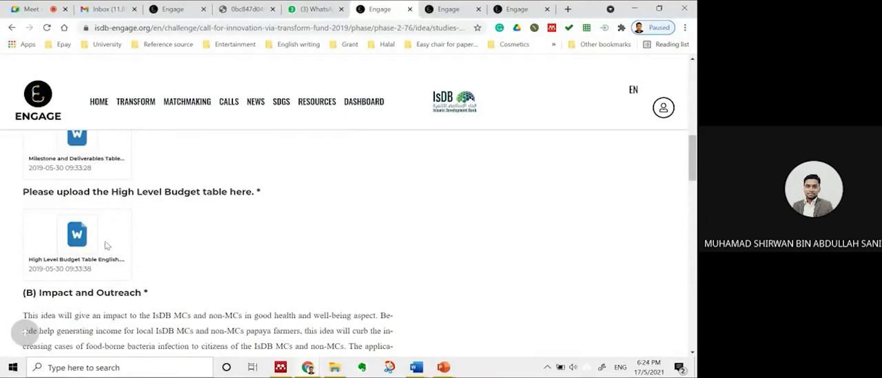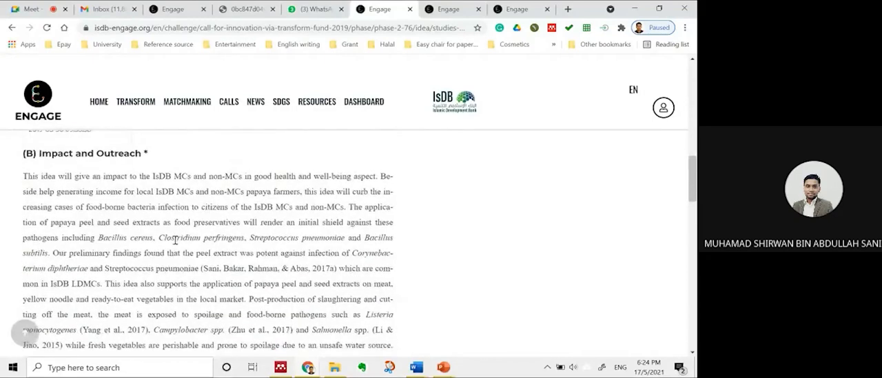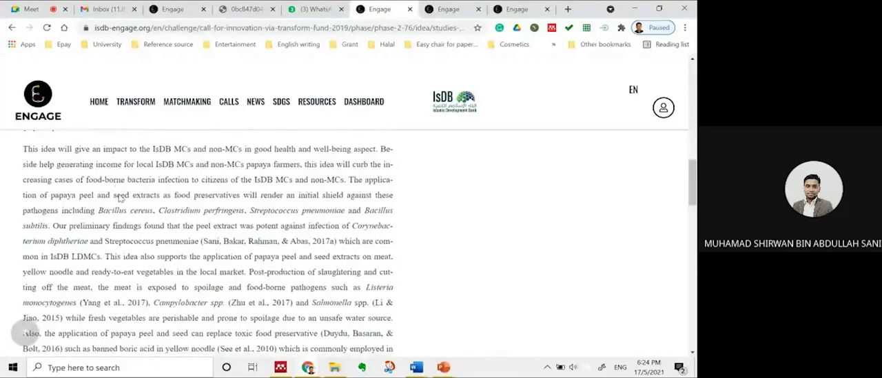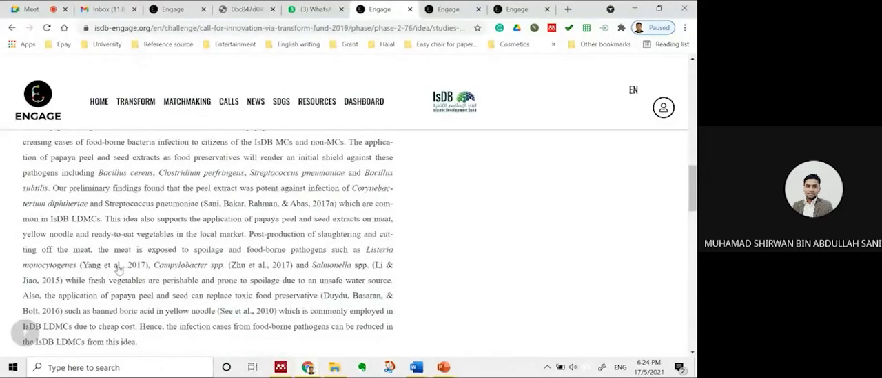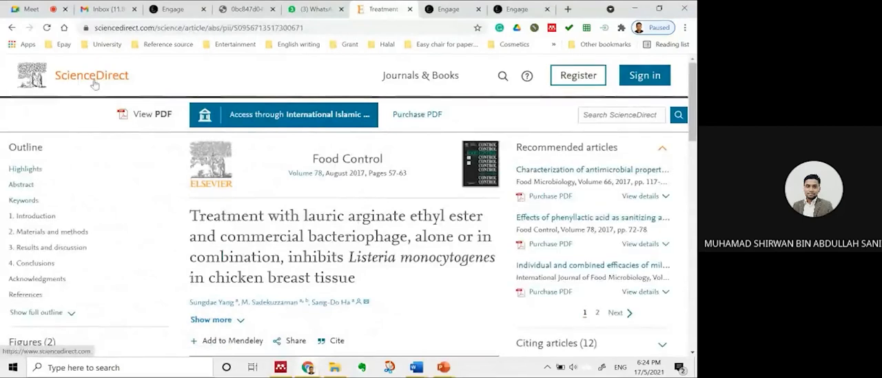This one is on the budget or financing plan. And then this is the information that I told you: you need to provide information on criteria, impact, and outreach, 250 words. This is how I explained it here. You can see I even cite the paper that supports my idea, with citation. Even if you click, it will bring you to the paper. This is the good thing about the ISDB portal, because they allow you to cite using a link to the journal or any publication.